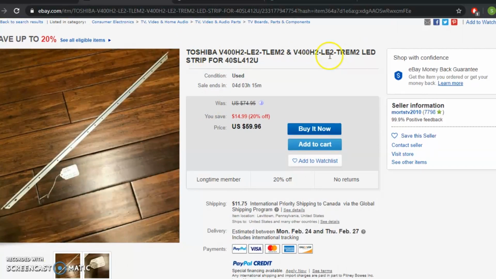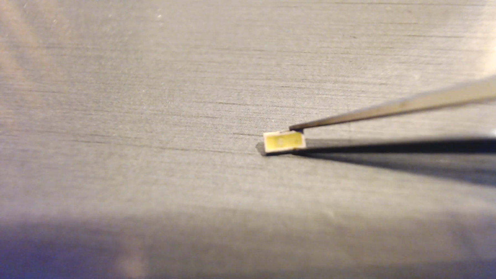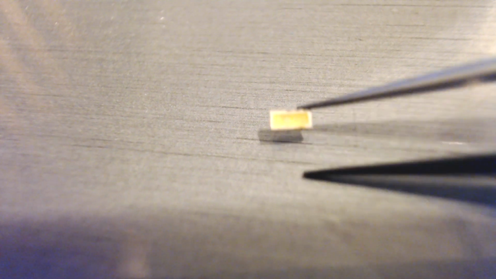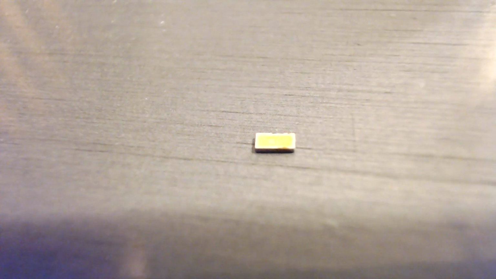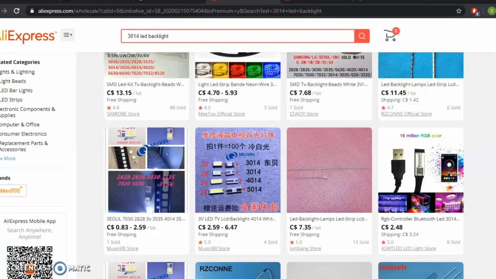It needs more current for the same brightness than the other LEDs. So here we could replace the whole strip, but I think this is really expensive. It's not worth it for this TV. That's not a smart TV. This is the LED I removed, the one that was dimmer than the other ones. And what I'm going to do is replace all the LEDs, which is much cheaper, but it's more work.